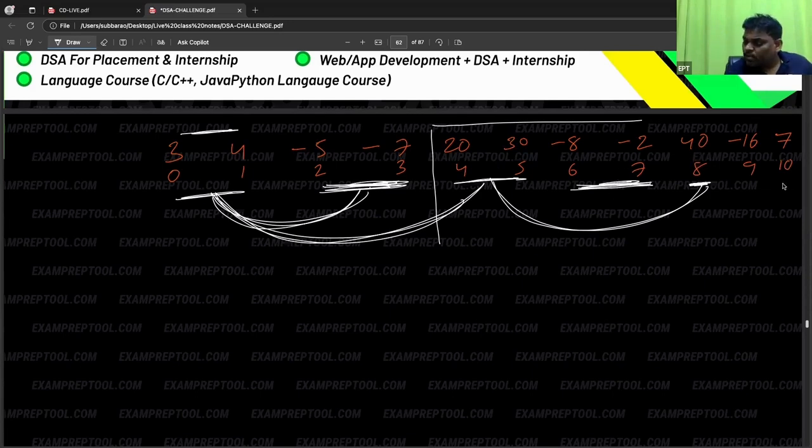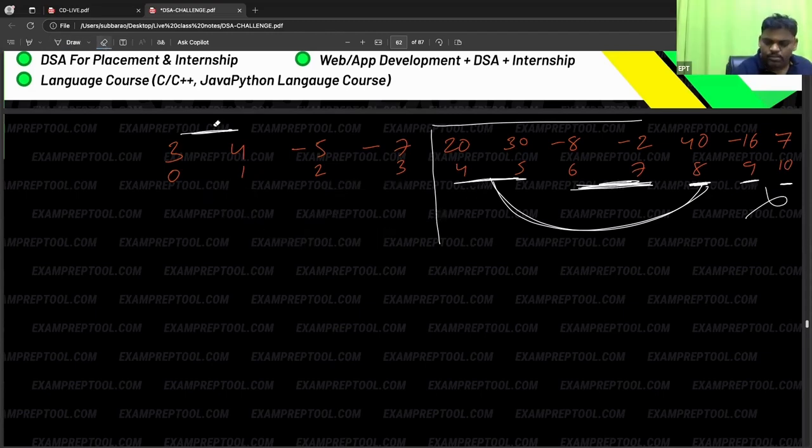Now some people are asking, sir, what about this 7? I am losing 16, but I am going to get only 7. I don't take it. So the answer for this problem is, let me check, this is the answer for this problem.